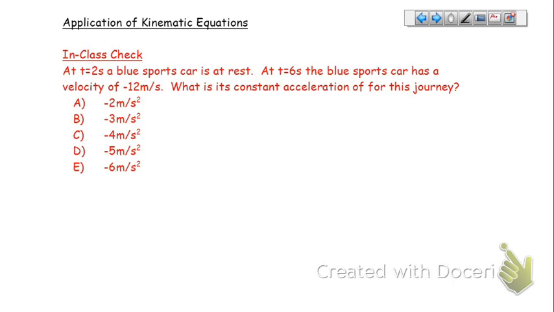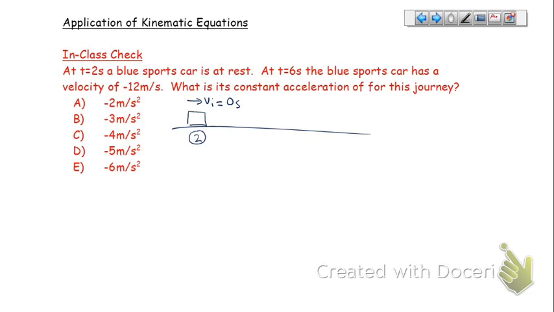Okay. Let's do an in-class check. At t equals 2 seconds, a blue sports car. So here's my road, and here's my blue sports car. And the time, I'm going to put the little clock underneath it. And it's at rest, so I can say VI is equal to 0 meters per second. How do I know that that's my VI? From context. I'll read the rest of it. It's going to talk about some later time, etc.